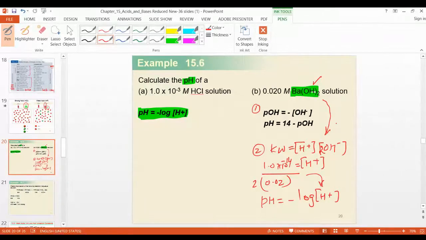So there are two methods, but only one is enough, because directly H is given and you calculate pH. Is this clear? This is the second example I gave you. Okay. Clear. Yeah, 1 minute.